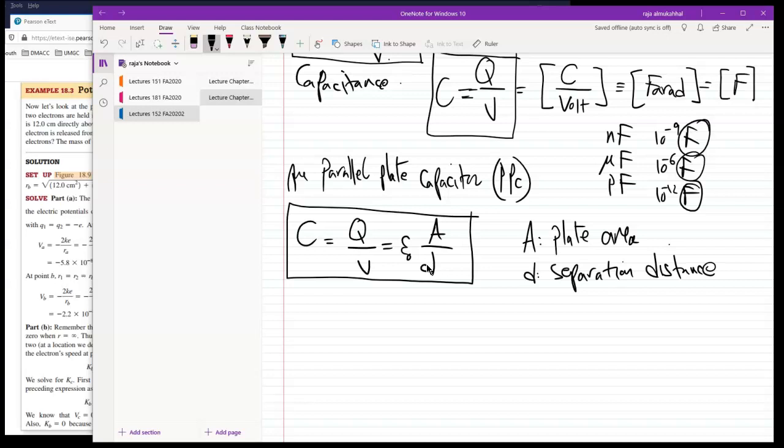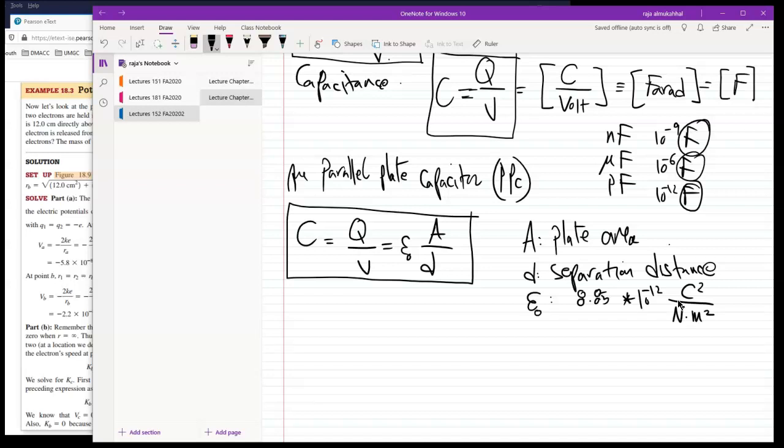Epsilon naught, of course, is just a constant. It's called the permittivity of free space, and it's equal to 8.85 times 10 to the negative 12, and I forgot what the units are. We can look it up. Let me get it for you. Sorry. Coulomb squared per Newton meter squared. Okay, there we go.